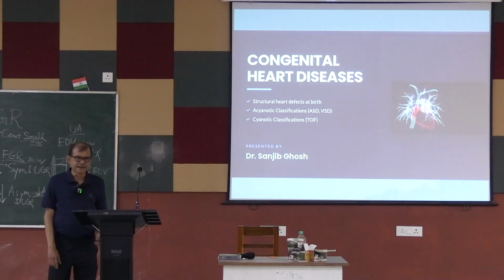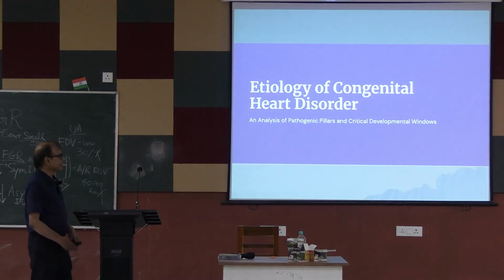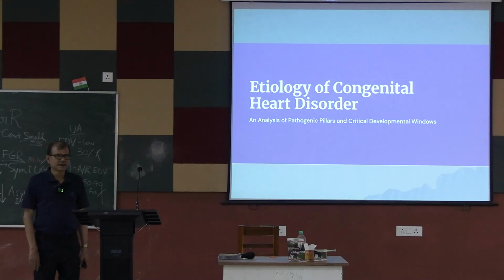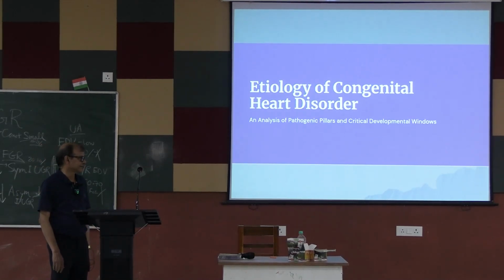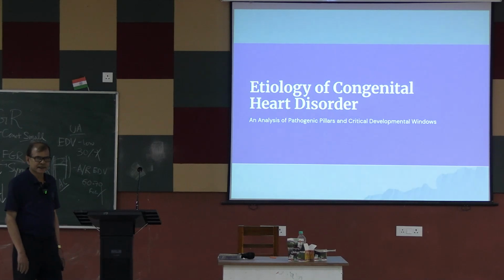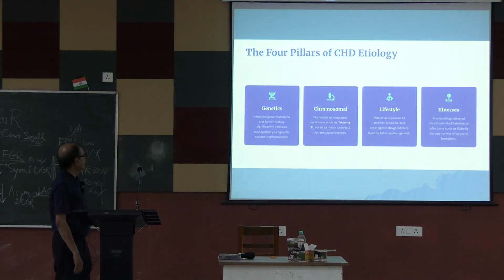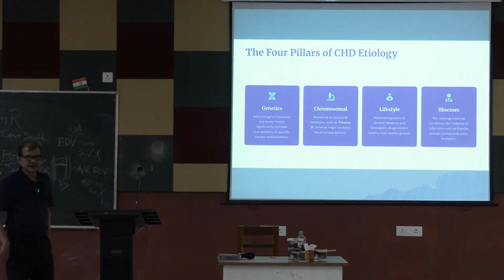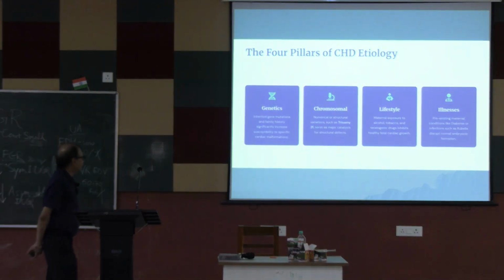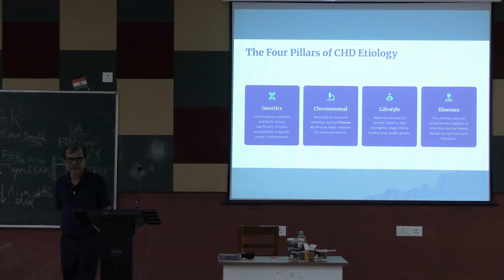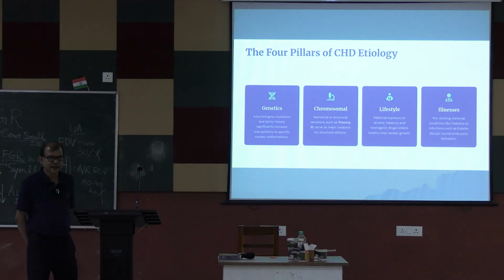Now the first point in discussion is the etiology of congenital heart disease. What are the etiologic points of view that should be summarized? That should be summarized in a concise manner. The four pillars of congenital heart disease etiology. Number one, genetic endowment. Number two, chromosomal aberration, especially trisomy 21 and others.